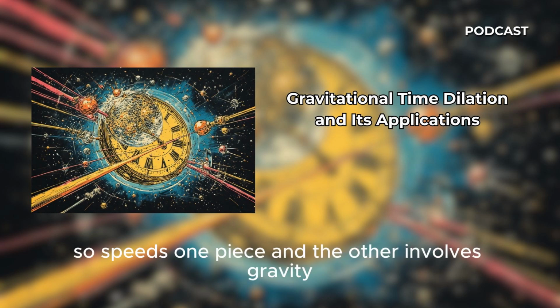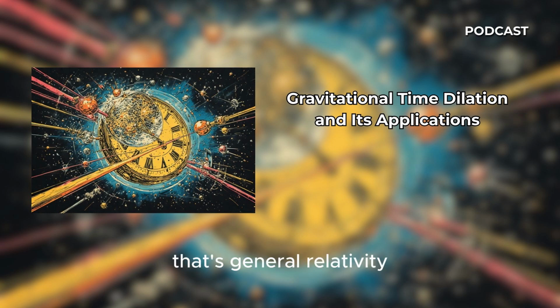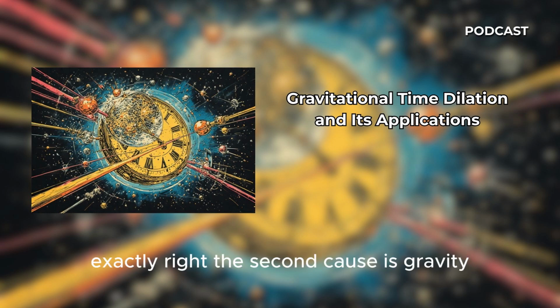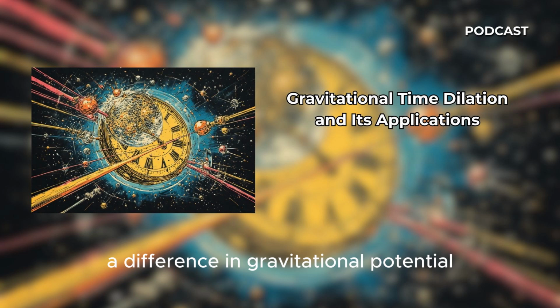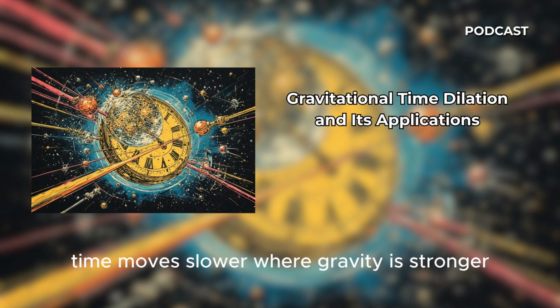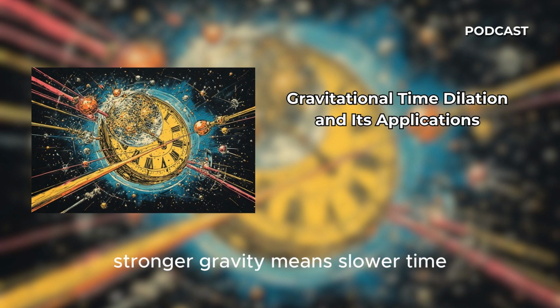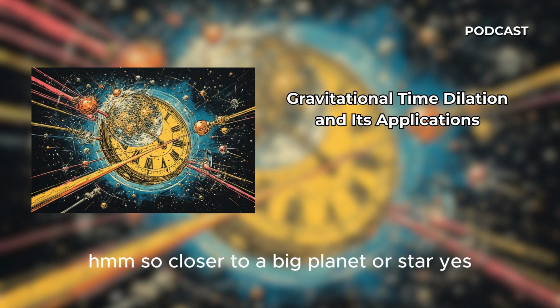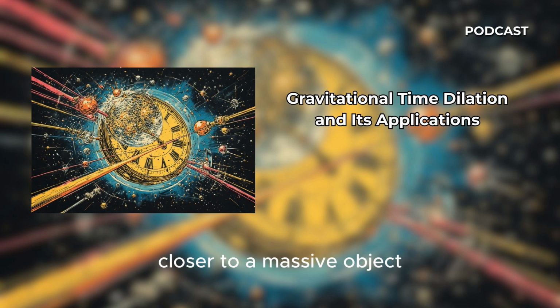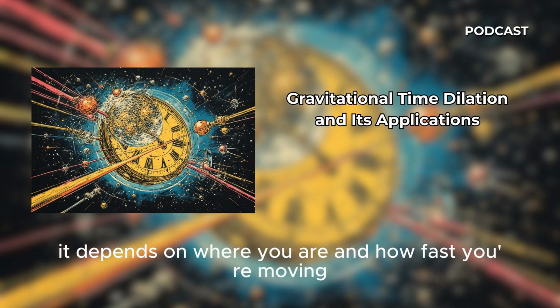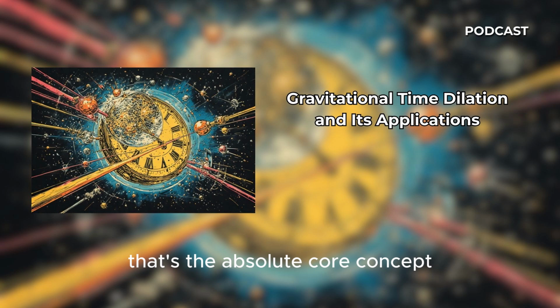So speed's one piece, and the other involves gravity. That's general relativity. Exactly right. The second cause is gravity, or more accurately, a difference in gravitational potential. Time moves slower where gravity is stronger. Stronger gravity means slower time. So closer to a big planet or star. Yes, closer to a massive object, you're deeper in its gravitational well, and time flows more slowly for you compared to someone further out where gravity is weaker. So time isn't this universal metronome ticking the same everywhere. It depends on where you are and how fast you're moving. That's the absolute core concept, and like you said, it's not just theory, it's been measured.